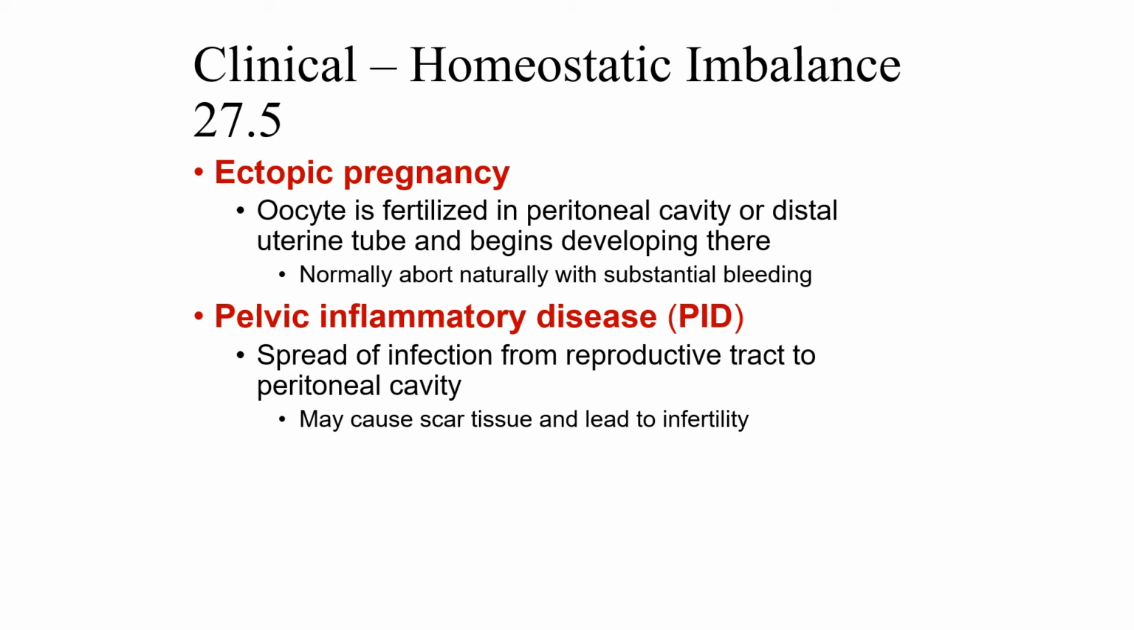If it can cause major problems. And you notice it says with substantial bleeding, and oftentimes, long time ago, this would be a cause of death for women. Pelvic inflammatory disease is basically sexually transmitted infections that have moved up through the uterus, out into the peritoneum, through the uterine tubes, and have been established in the peritoneum itself.